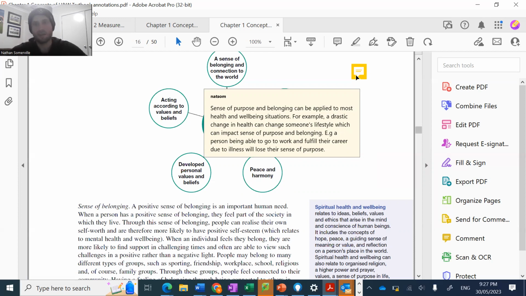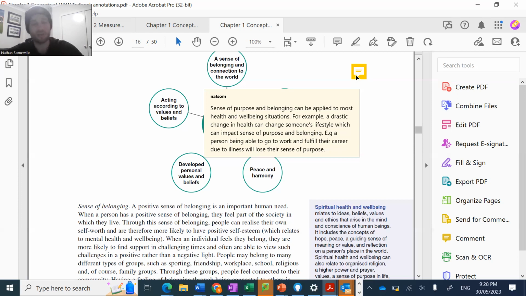So the example I've given here is if someone undergoes a drastic change in health and therefore their lifestyle actually has to change and they can't do the things that they're used to doing, whether it's their daily activities, their sport, their exercise, their career, and they start to lose in that department, then what's their sense of purpose in life? They're starting to lose a sense of purpose in life. Those familiar places, they're starting to lose a sense of belonging. So you can link that really easily.